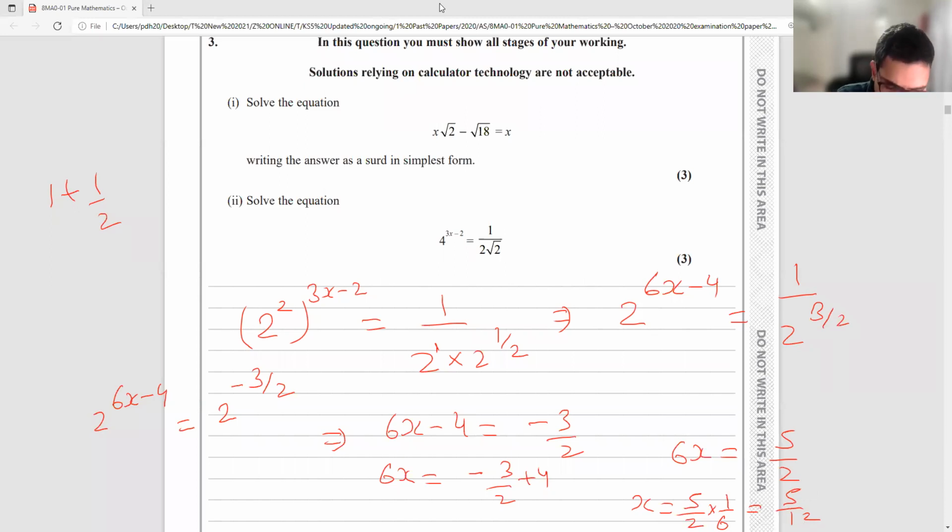So we need to understand what is the concept we are using. Whenever this type of question comes up, you can't use calculator and you don't get marks because they said solutions on calculator technologies are not acceptable. So you do it this way. You split them up, you make the same base. That is the concept which you're using. We make the same base.